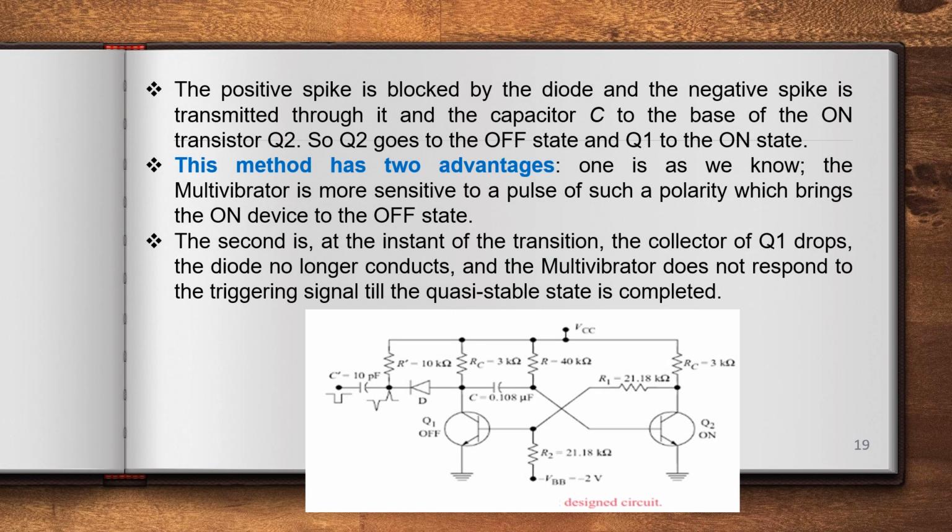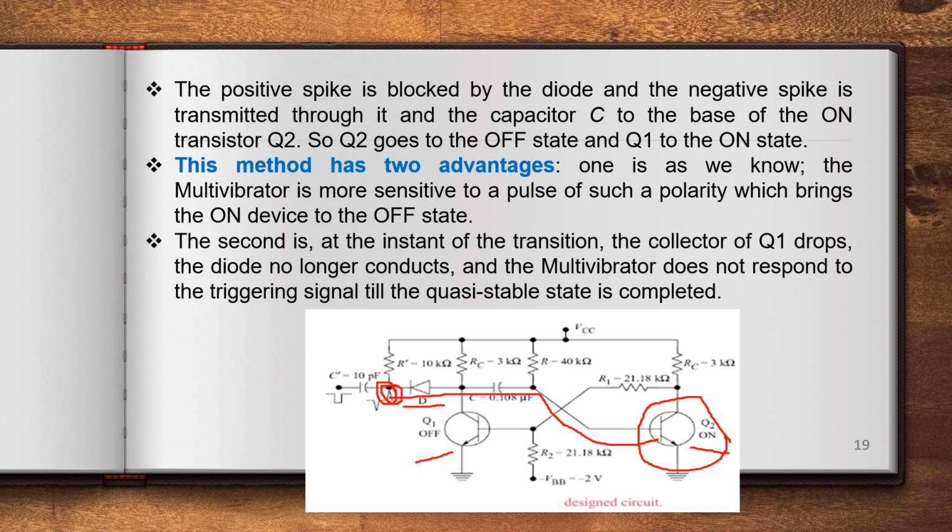If you get a positive spike at this point, what happens? The cathode is more negative than the anode. And if you apply a negative spike, the diode gets forward biased. This negative spike is transmitted through this capacitor to the base of the on transistor, which brings the on transistor into the cutoff state. So Q2 goes to the off state and eventually Q1 goes into the on state.